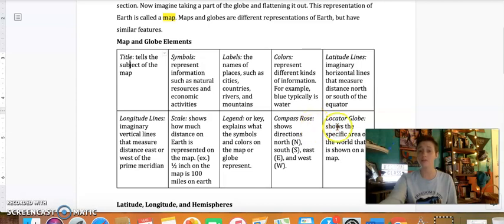All right, and the last thing, not all maps necessarily have this, but it's a good feature to know about, is a locator globe. And it'll be a little globe and it'll highlight the area of the map. It'll highlight that part of the globe and what the map is representing.